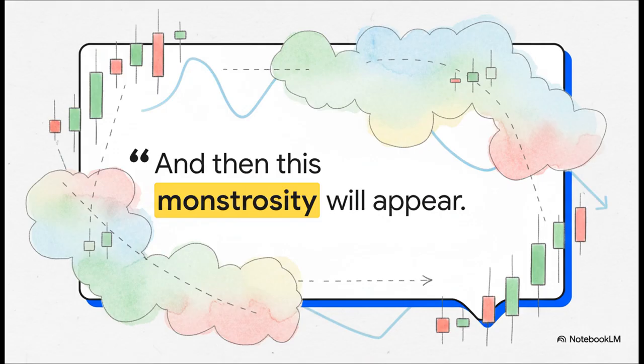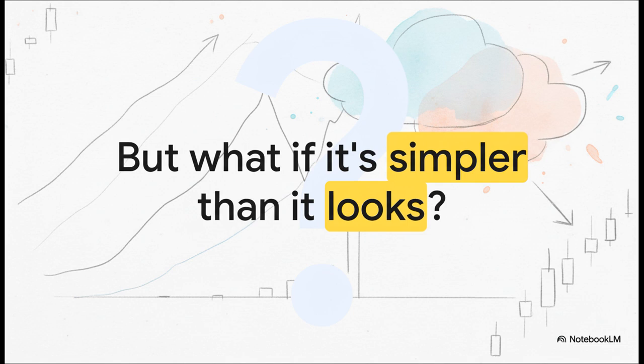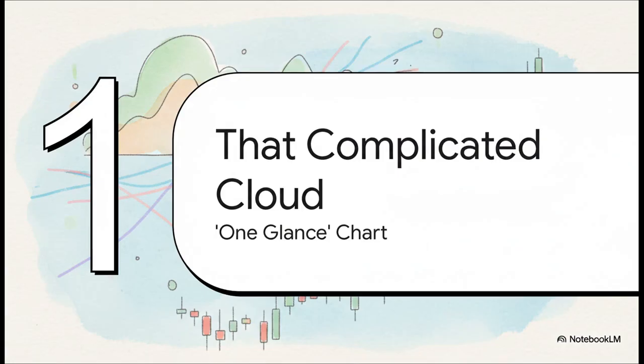Some people call it a monstrosity. I've heard a big spaghetti junction. It's just this chaotic jumble of lines and colors, and it can feel totally overwhelming. But here's the thing. What if I told you that underneath all that complexity, there's actually a surprisingly powerful and, dare I say, intuitive system? The whole point of this explainer is to break down that monstrosity into simple, manageable parts that you can actually understand at a glance. So where do we even begin?